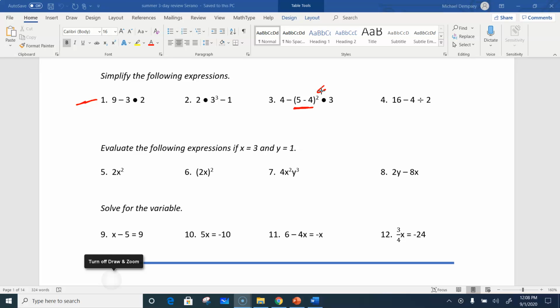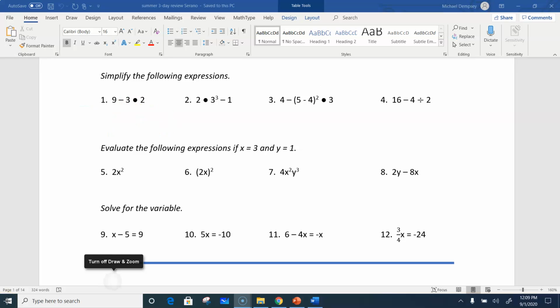So when I see this expression here, 9 minus 3 times 2, I'm going to deal with the 9 minus 3 later. The first thing I have to do right now is multiply the 3 times 2. That's my order of operations. So 3 times 2 is 6. So this is going to be 9 minus 6. And then when I simplify that, that's going to be 3.